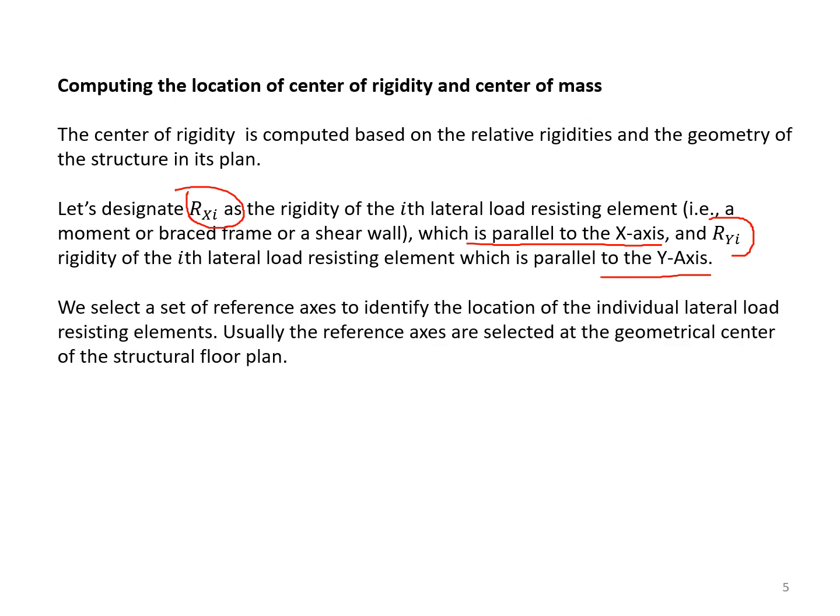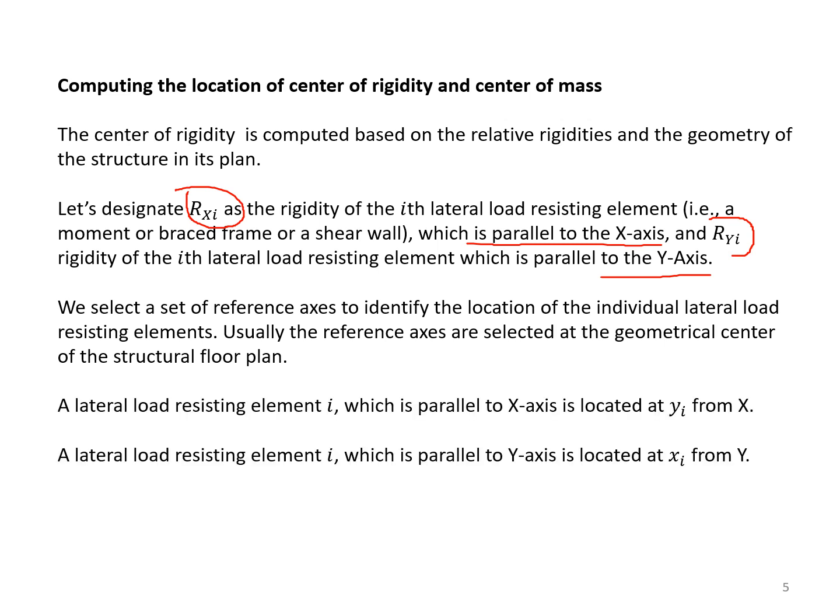We select a set of reference axes to identify the location of the individual lateral load resisting elements. Usually the reference axes are selected at the geometrical center of the structural floor plan. A lateral load resisting element i, which is parallel to the x-axis, is located at yi from the x-axis. However, a lateral load resisting element i, which is parallel to the y-axis, is located at a distance xi from the y-axis.